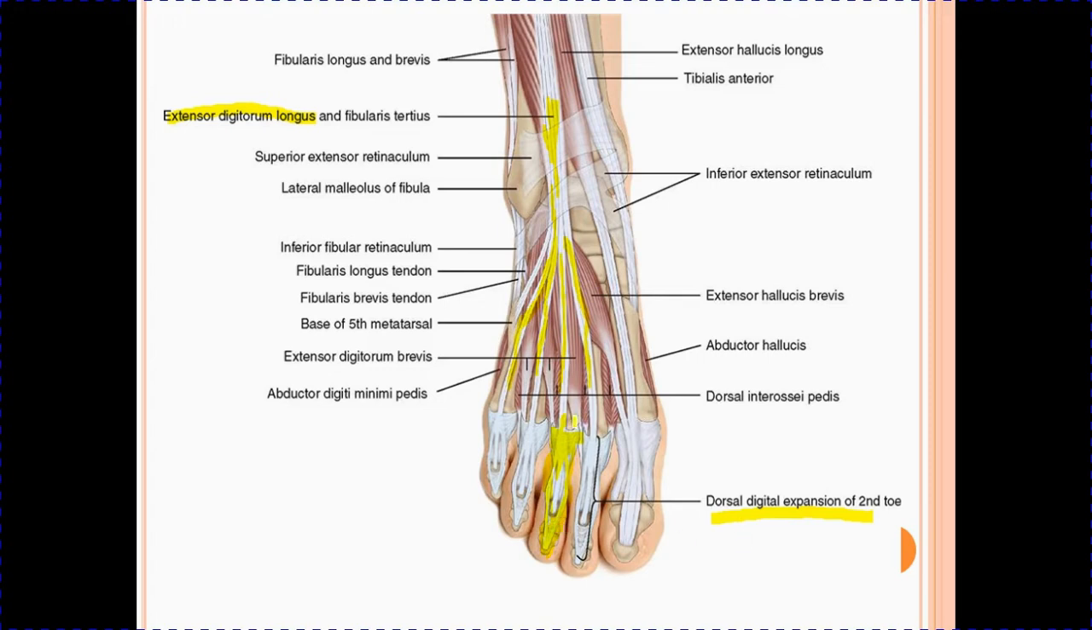Now what happens, look carefully into the figure. It divides into a central slip and 2 peripheral slips. The central slip is inserted into the middle phalanx, while the peripheral slip, what happens to the peripheral slip?